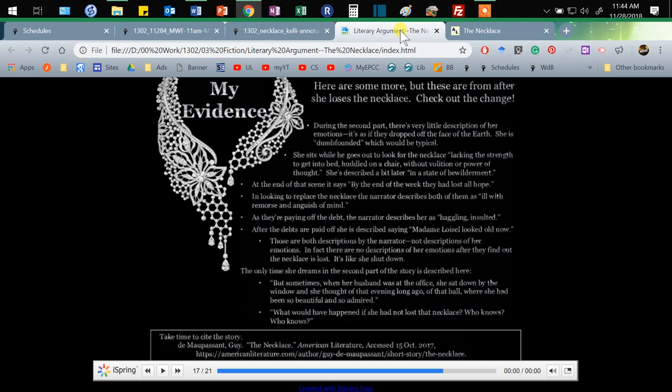I noticed something interesting. This is after she loses the necklace. Check out how what's going on in her mind and how she's described emotionally reacting changes. During the second part, there's very little description of her emotions, and this shocked me. I didn't realize it. It says she sits while he goes out to look for the necklace, lacking the strength to get into bed, huddled on a chair without volition or power of thought. That doesn't even tell us about her reaction; it just says she can't think about anything. She's just numb, right? Wait, she was frenzied. She was trembling. She was all these other things before. What? And I'm like, okay, well, that's one.